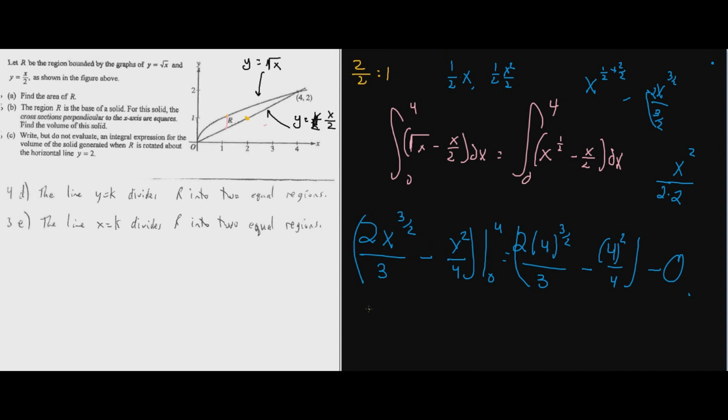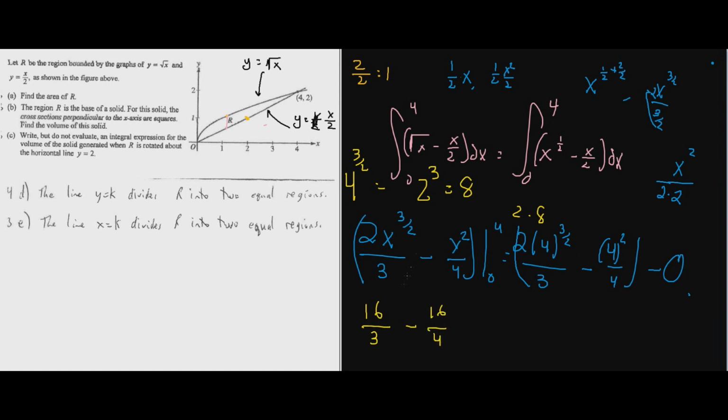Now, what is 4 to the 3 over 2? Remember, the 2 underneath means square root, or it also means what number multiplied by itself gives you 4. That's going to be 2 to the third. 2 to the third is 8, so this will be 8 times 2, which is 16. So we're going to get 16 divided by 3 minus 4 squared, which is 16 divided by 4.